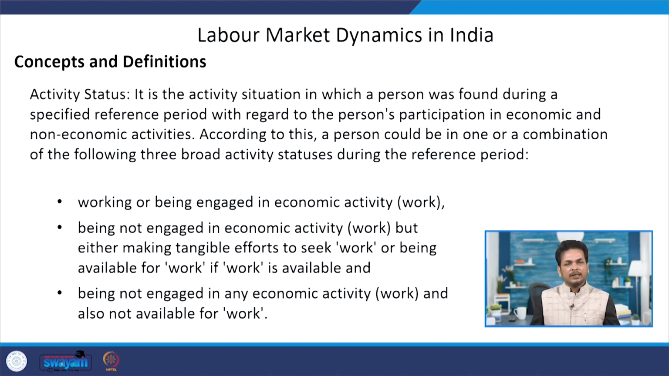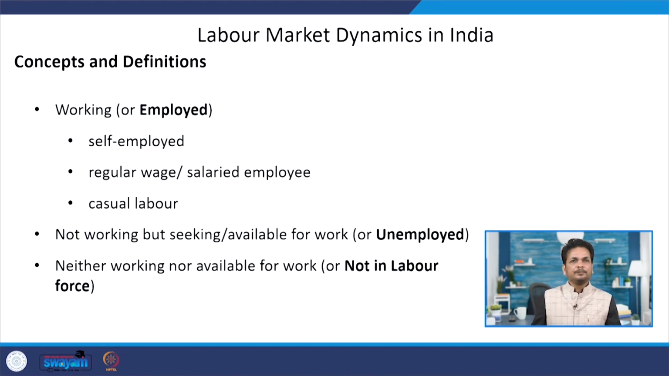So, in the first category he is available and working. In the second category he is not working. In the third category he is not available for work, not engaged in economic activities, not working. Based on this activity status, we can define an individual as either employed, unemployed, or not in the labor force.